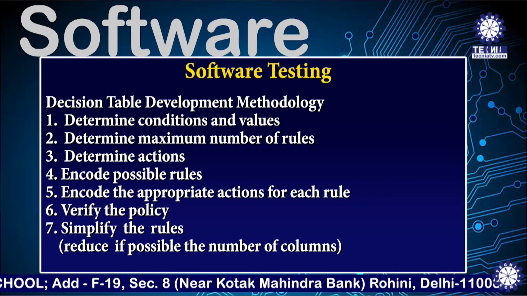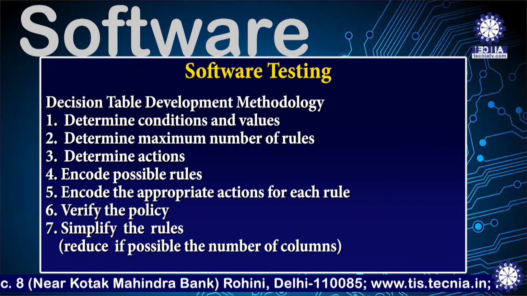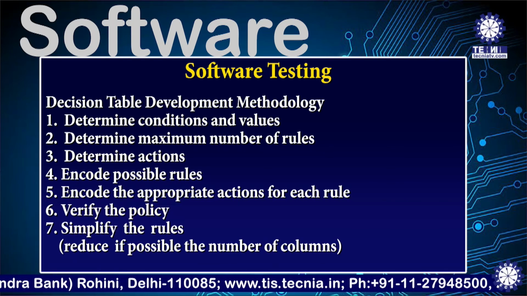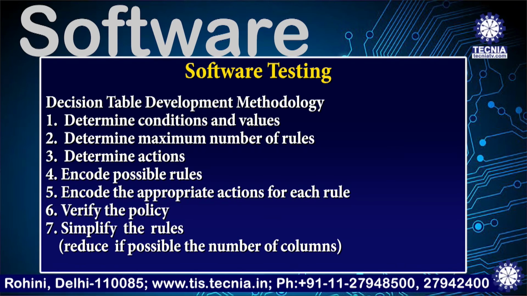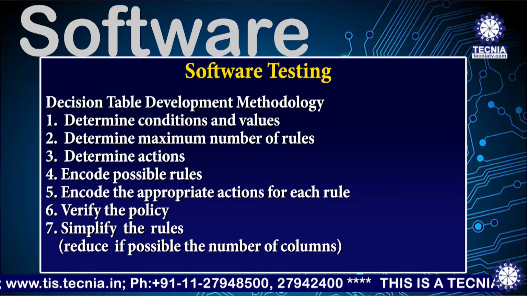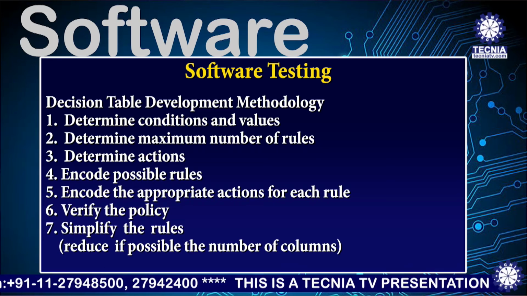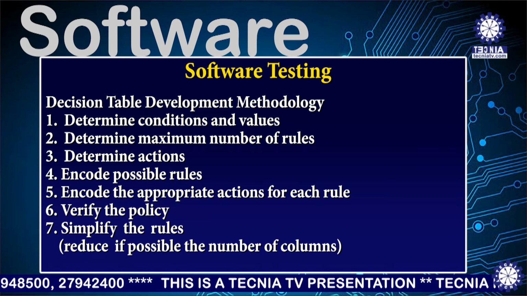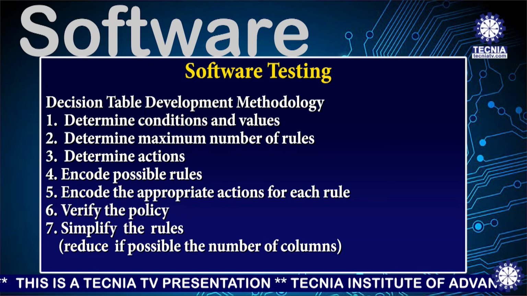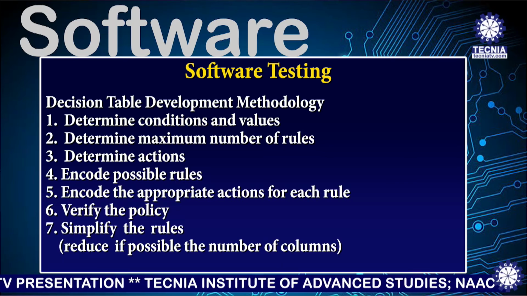The next point in the methodology of making decisions is determine the maximum number of rules. Every problem must be defined in a maximum number of rules, and these rules must be written in sequential order. The next point is determine actions. For every condition we must have some action which is associated with that condition, and that action must be mentioned.